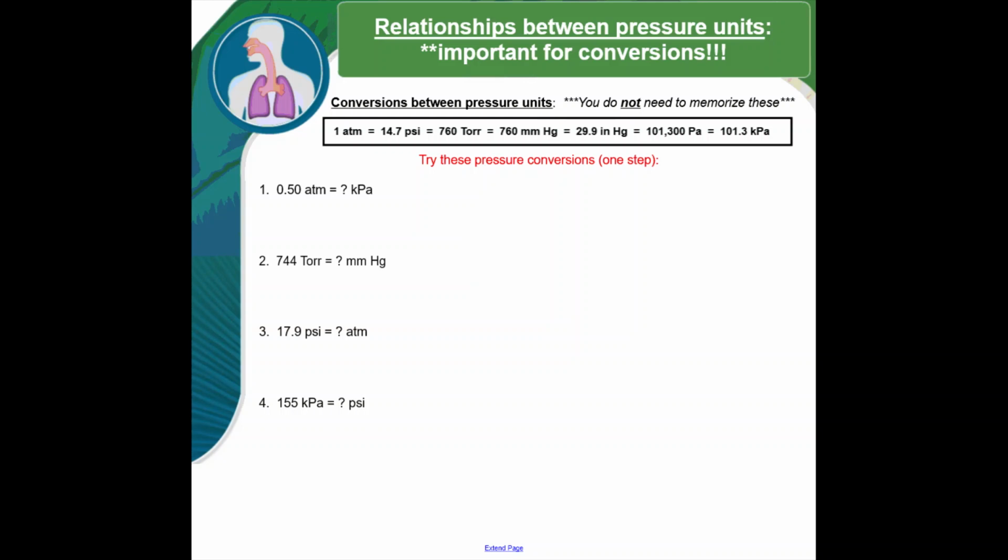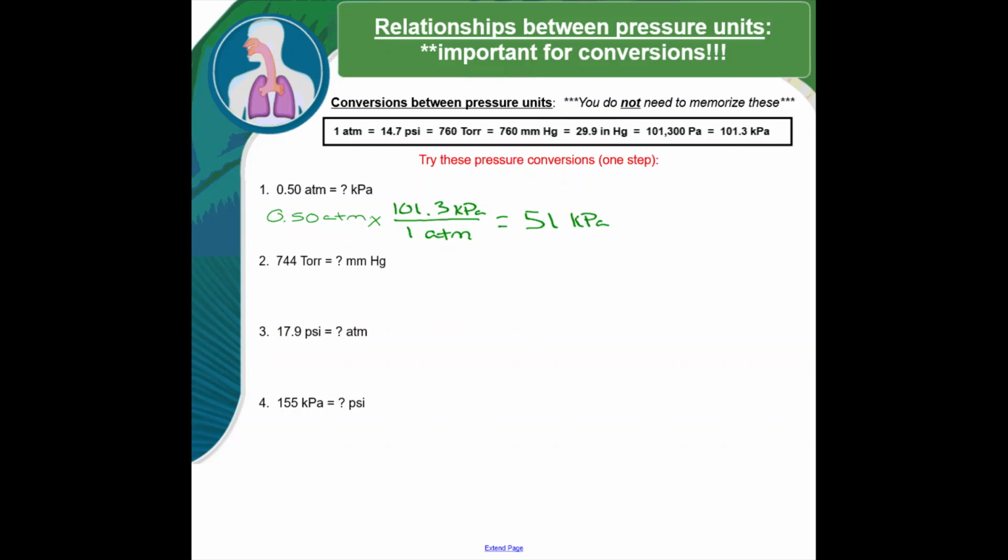Let's look at number 1. We have 0.50 atmospheres, and we need to find out how many kilopascals this is equivalent to. As always, start with the given, 0.50 atmospheres. We're going to multiply that times the conversion factor between kilopascals and atmospheres. To find that, we will look at the box above, and we can see that 1 atmosphere equals 101.3 kilopascals. The units for our given atmospheres will go at the bottom, and our unknown, which is kilopascals, goes on top. And we do the math. 0.50 atmospheres times 101.3 kilopascals is going to give us 51 kilopascals. Remember, the atmospheres cancel out, and we're left with kilopascals as the unit.